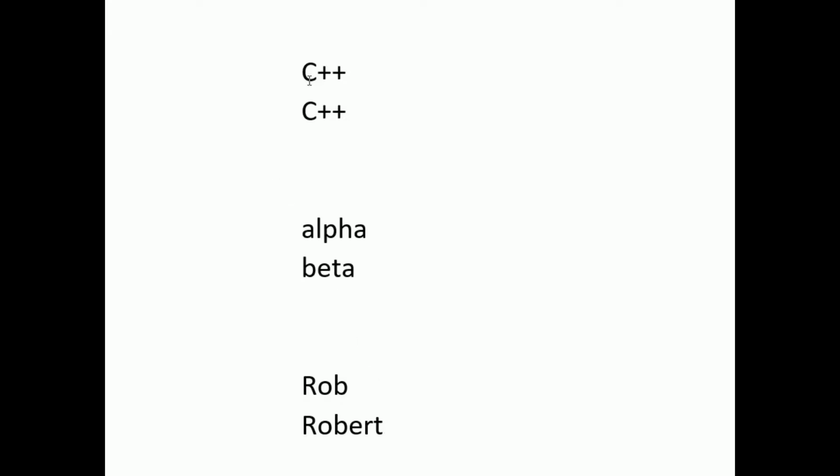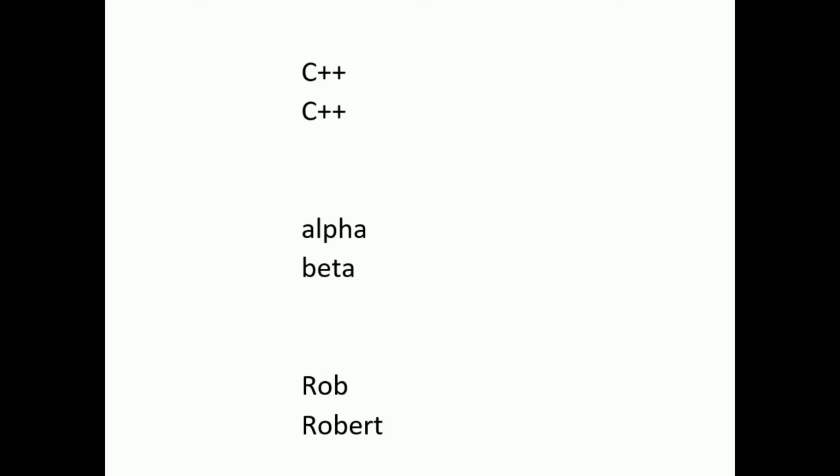For C++ and C++, both strings begin with an uppercase C, so that comparison is not yet over. For alpha and beta, the B in beta is larger than the A in alpha, and so beta is the larger string. That comparison is over. With Rob and Robert, the first character for each is uppercase R, so neither string is larger yet. We have to keep looking.